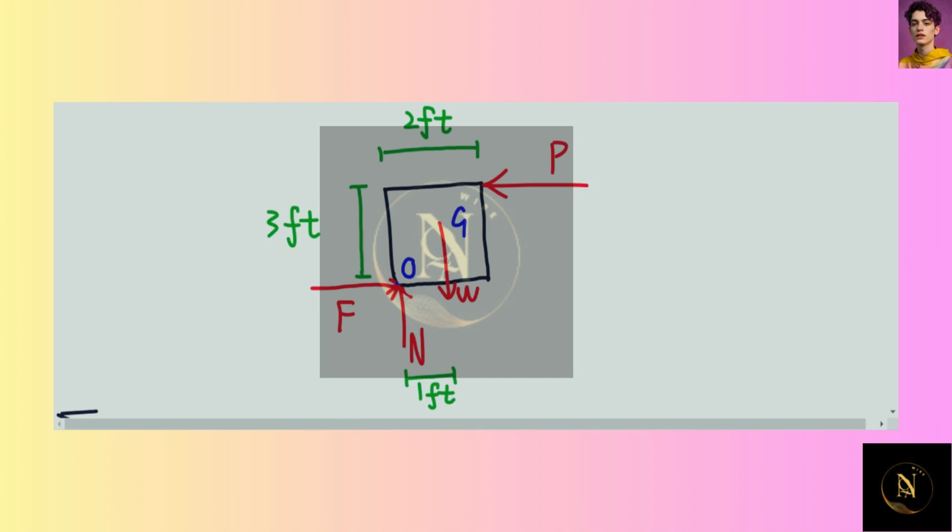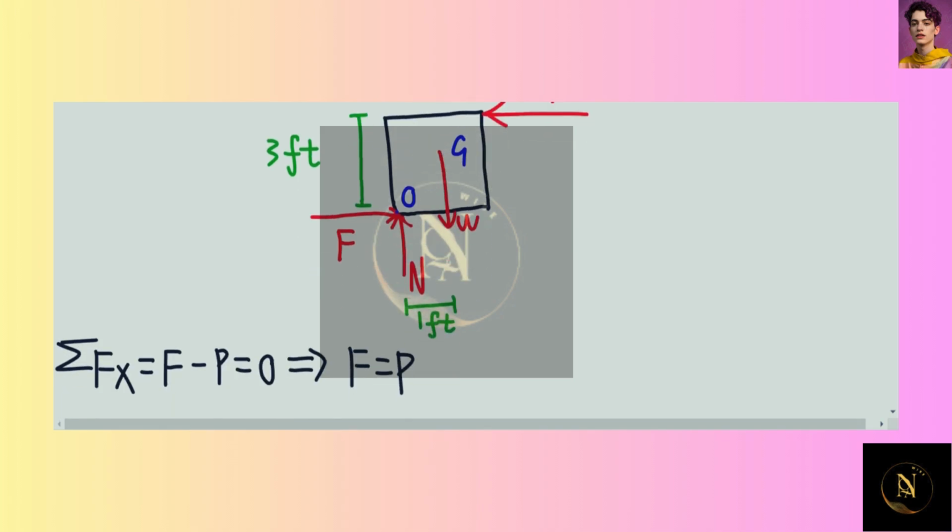Okay, so this is the force diagram for the crate. Let's apply force equilibrium. Therefore, the net force along the x and y directions is equal to 0. So we have the net force along the x direction is equal to friction minus the force P, which will give us the friction on the crate is equal to the force P applied by the man.